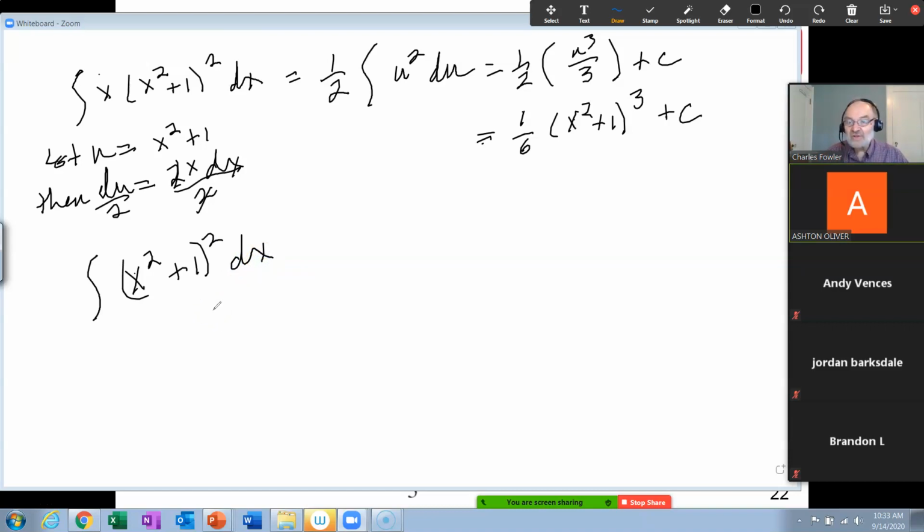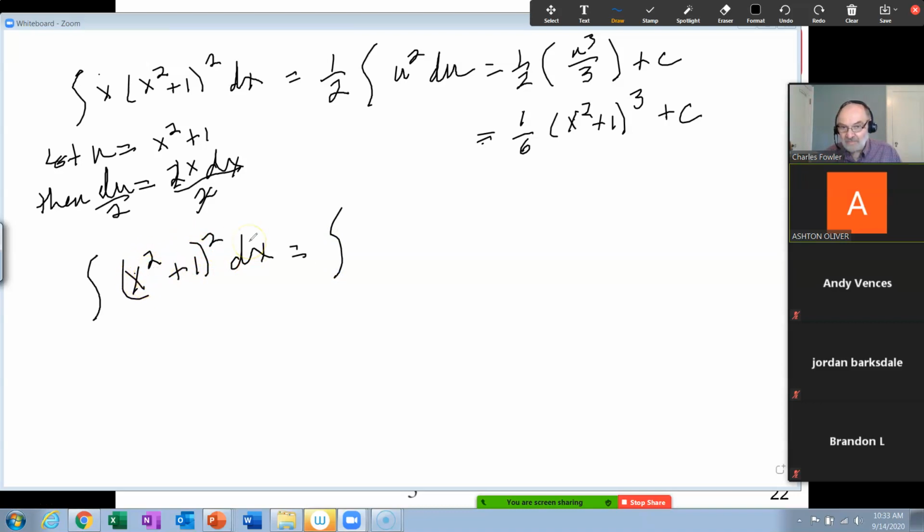There is no u substitution here. But it's still not a bad integral, because all you have to do, if I could get my pen to show up, there it is, is square the binomial. Remember how to square a binomial?